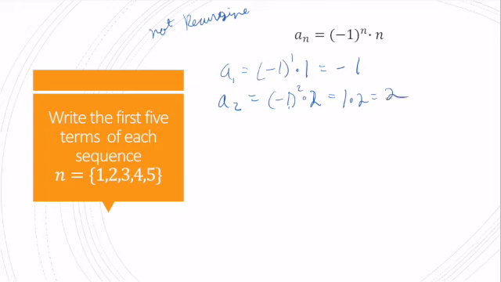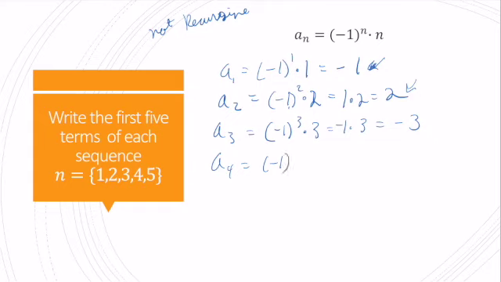If I have a sub 3, that gives me negative 1 cubed times 3, which is negative 1 times 3, which is negative 3. Can you kind of see the pattern that's going here? We're still going with the natural numbers somewhat, but we're switching from negative, in this case, to positive every other time. Let's try this again.